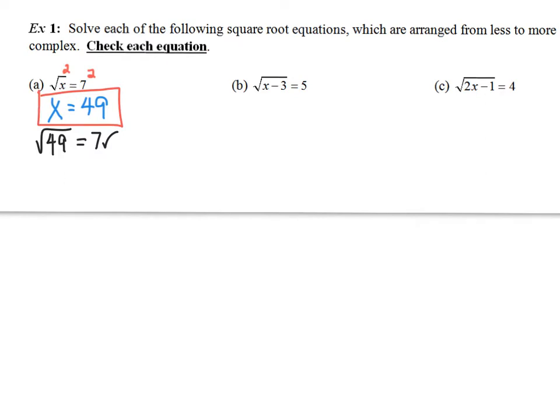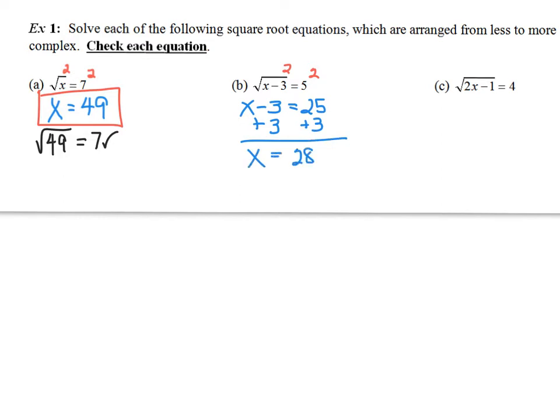Let's try b. When I look at this, I see that the radical is already by itself, so I'm going to square both sides of my equation. That gives me x minus 3 when I square the square root, and on the right side, 5 squared gives me 25. Let's get the x by itself, so we're going to add 3 to both sides of the equation. So we have x is equal to 28.